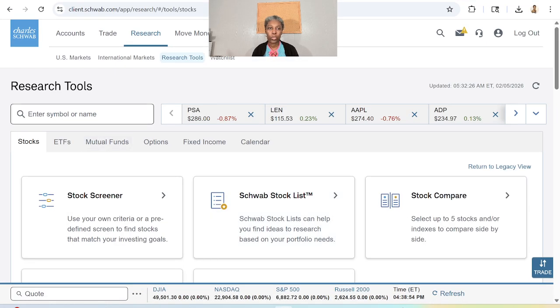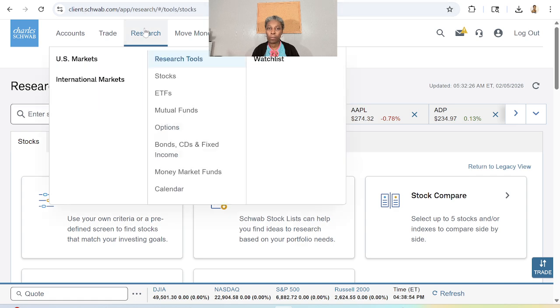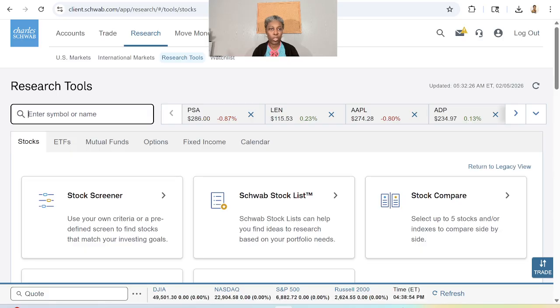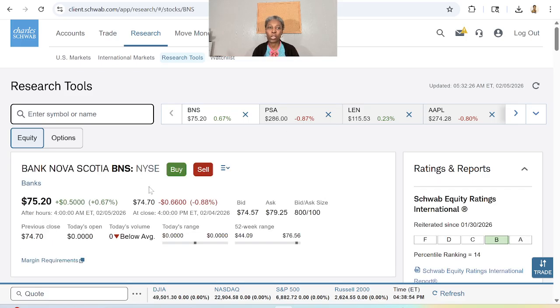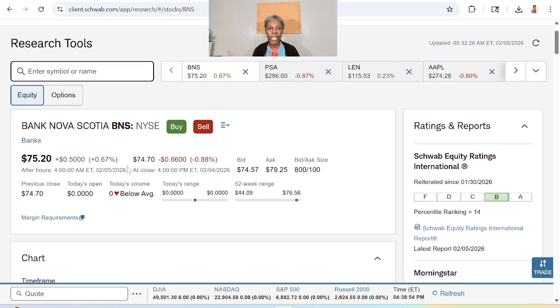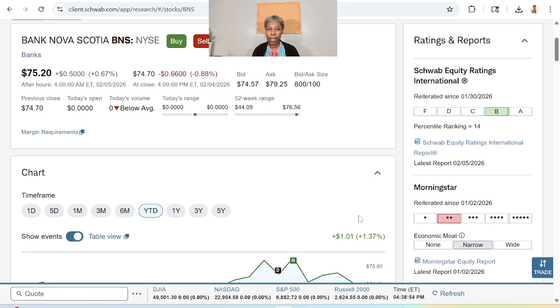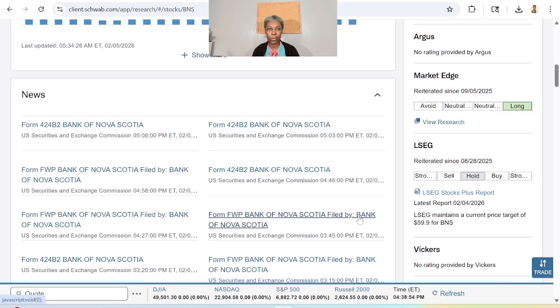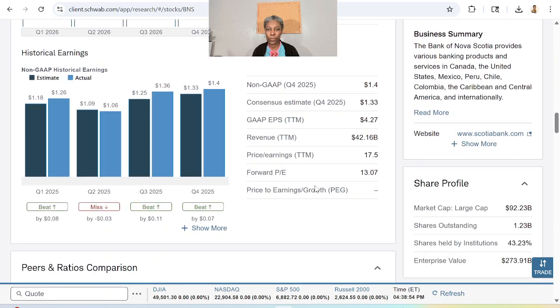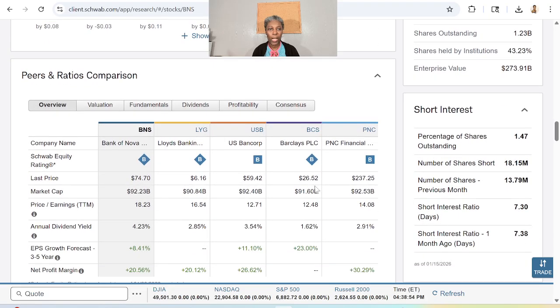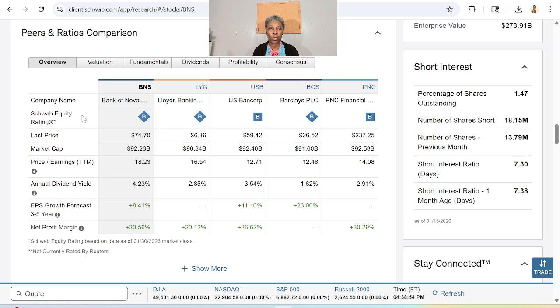So the way I like to check a market cap, if I know a company's name, is, for instance, I'll log into Charles Schwab, and under research, I'll click on stocks here and put BNS. It will open information on this stock for me, and then we can scroll all the way to the bottom. We'll find interesting information on it.